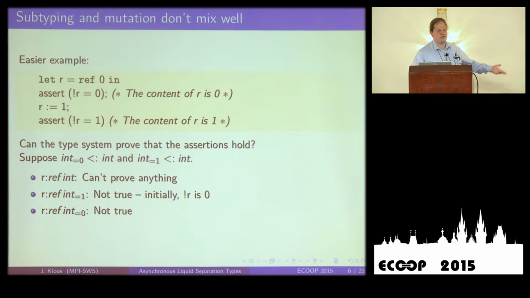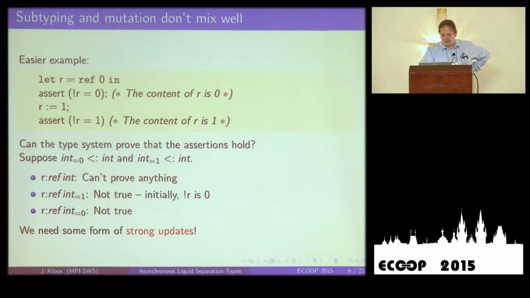We could type it as a reference to integer. Turns out this is perfectly valid, but we can't prove anything. If we say that it's a reference to 1, then this is actually wrong, because initially it will be a reference to 0, and vice versa. So this approach would probably not work. The thing is, what we need here is what we call strong updates, where we actually have something in the types that tells us how the heap changes. The expression comes from static analysis, where you also want to track the exact contents of, say, the heap or something.